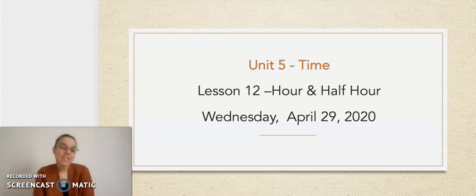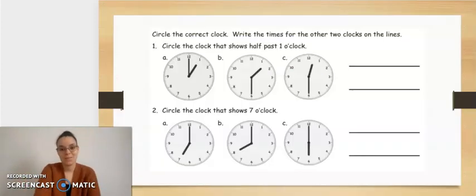So, the last two lessons in math, we've been focusing a lot on finding time to the half hour, or times that are half past a certain hour, right? Well, today we're gonna mix it up. We're gonna be telling time either to the hour or the half hour. So you gotta pay attention to exactly what we're asking you, okay? I know you're gonna be able to do it. Let's get started. It says, circle the correct clock. Write the times for the other two clocks on the line.